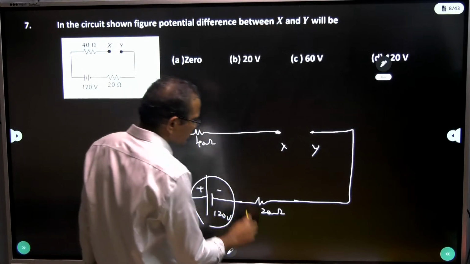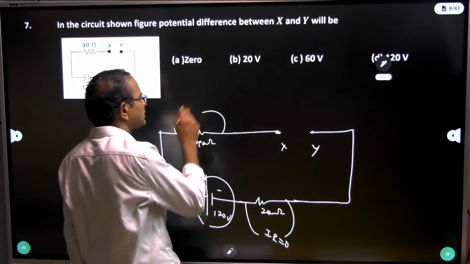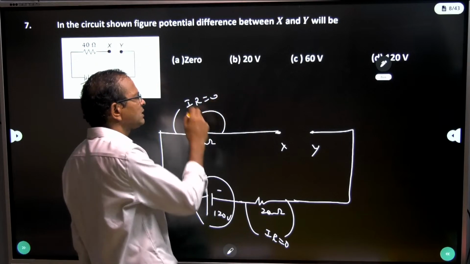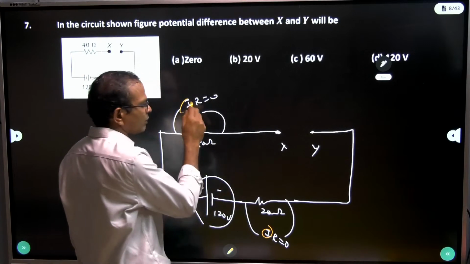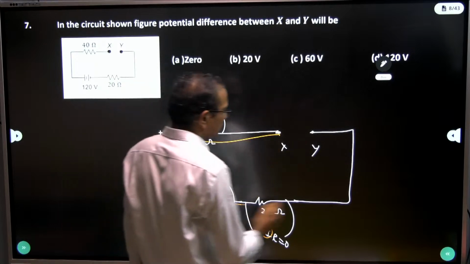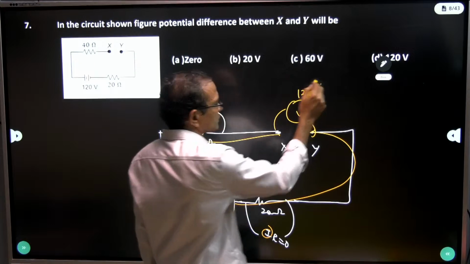Therefore, no potential drop here. IR equal to 0, the potential drop is IR equal to 0 because there is no current. Got the point? There is no current. So this 120 will completely be read by your voltmeter. You connect a voltmeter, it will show you 120 volt.